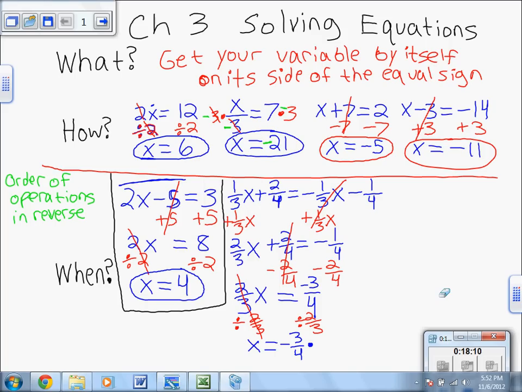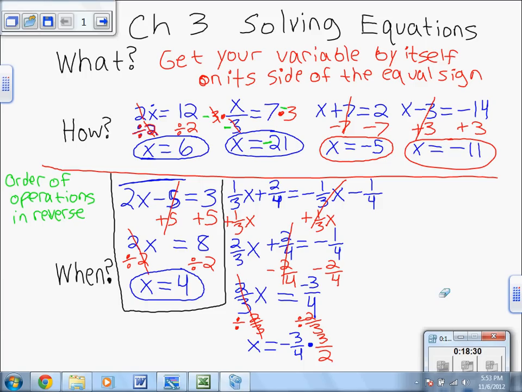When I said reciprocal, that means flip it. So that whole keep, change, flip, this is the flip part. That 2 over 3 becomes 3 over 2. So you have negative 3/4 times 3 over 2, 3 halves. Once you figure out what this equals, that will be the answer to your question once you simplify it all the way.